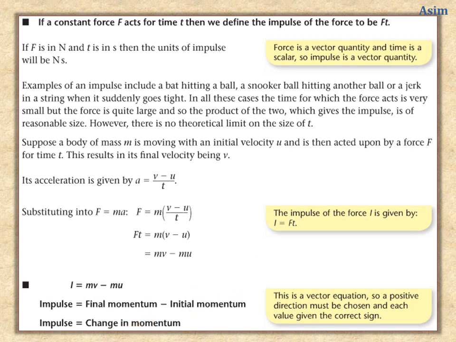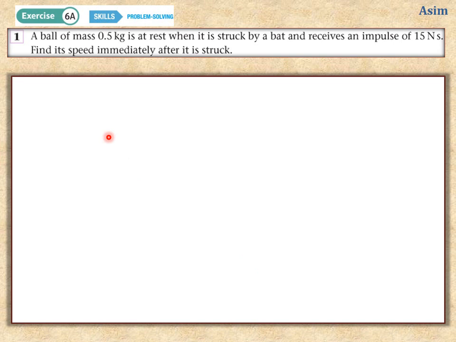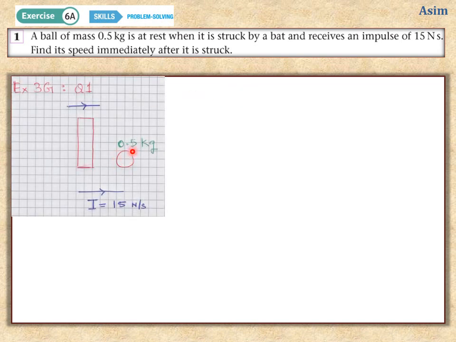Let's take some example. Now this is exercise 6A, question 1. A ball of mass 0.5 kg is at rest when it is struck by a bat and receives an impulse of 15 Newton second. Find the speed immediately after it is struck. It is always advisable to draw this scenario. See what I am doing here. Let us say this is the ball and this is the bat. We know the mass of the ball is 0.5 kg.